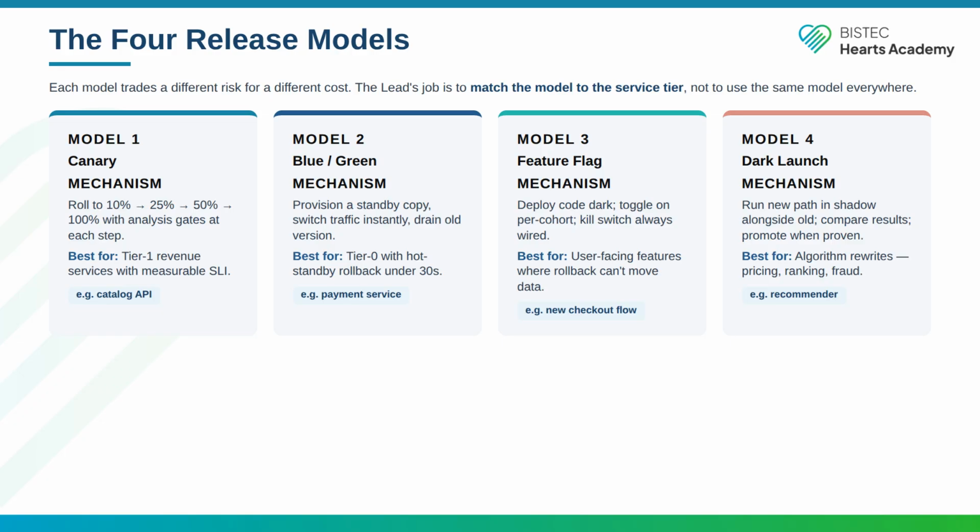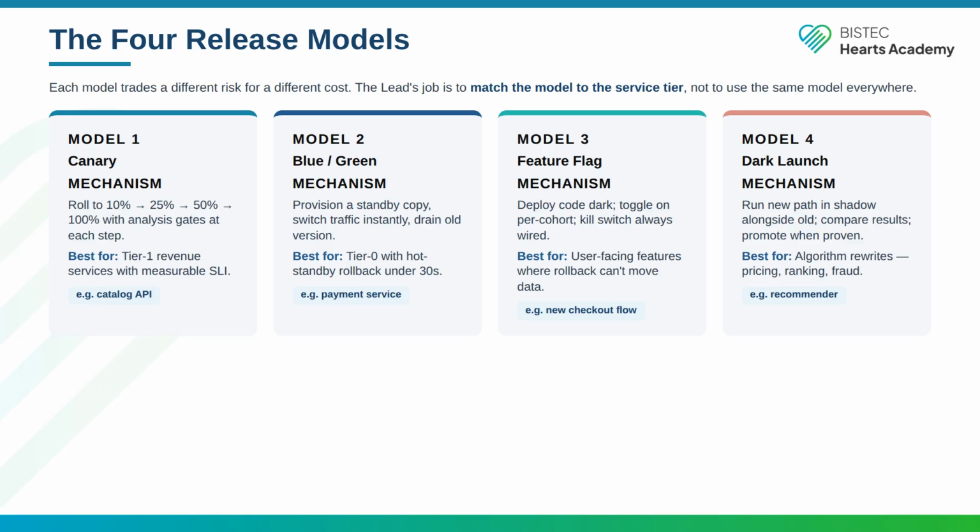Blue-green: provision a full standby copy of production, switch traffic atomically when ready, drain the old version with a 5-minute grace. The cost is doubled infrastructure during the cutover window. The win is sub-30-second rollback for Tier 0. Life safety or payment services where a bad release is a regulatory event, not just an incident.